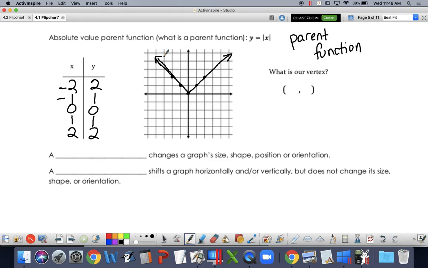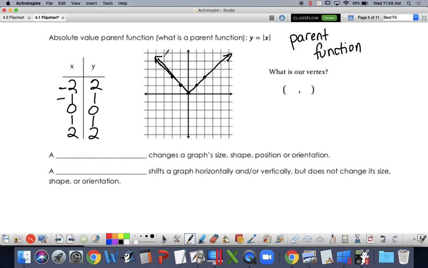So what type of shape does it have? It's a V. So if I'm studying x squared, I do have a U shape. I have a parabola shape. When I study absolute value functions, you will wind up with a V shape. So if you don't have a V shape, we've done something wrong.